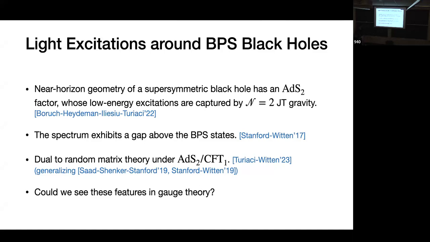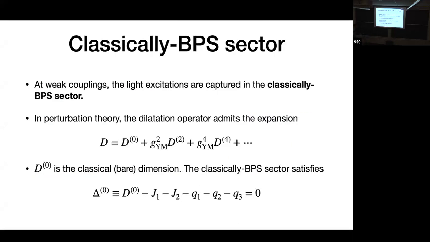So now our question is: can we see this picture in gauge theory? The particular thing we would like to see is this gap. This is the characteristic we have for this near-BPS spectrum. And at weak coupling, the light excitations are captured by the classically BPS sector, which is defined as follows.